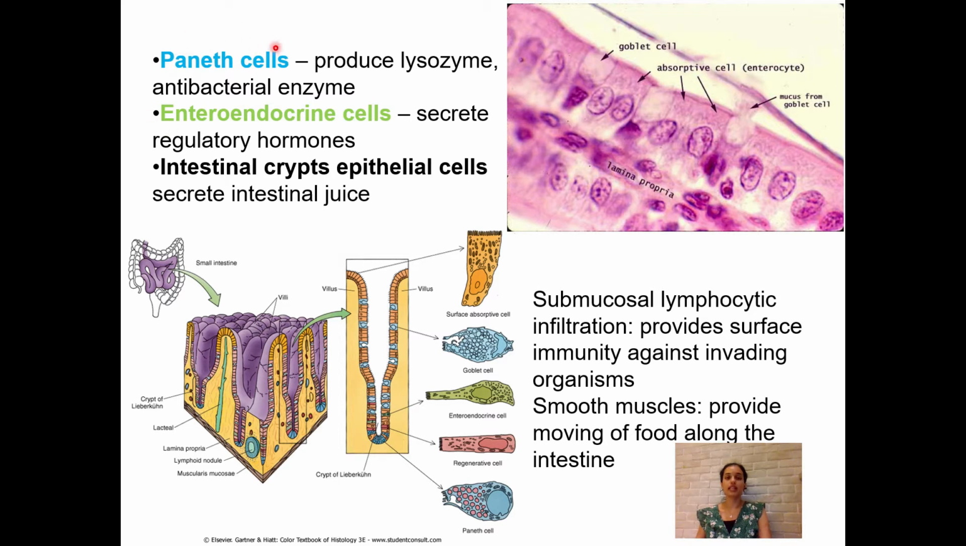These are the cells present in the intestinal glands. The Paneth cells produce lysozyme, antibacterial enzymes. They form an innate immunity and mainly regulate the microenvironment within the small intestine. There are enteroendocrine cells which secrete regulatory hormones. Then there are the intestinal crypt epithelial cells, which mainly secrete the intestinal juice, which helps in digestion. Then the submucosa, as I mentioned, has blood vessels, lymphatics, and in the duodenum, the duodenal glands. So this is mainly present in the duodenum.